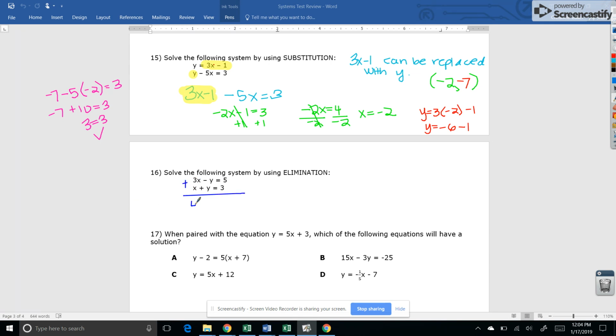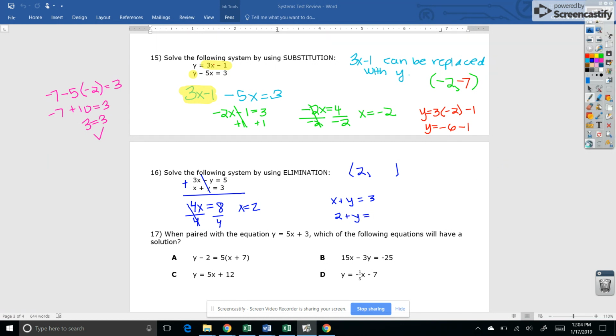3x plus x is 4x. Negative y plus y cancels out, and 5 plus 3 is 8. Dividing both sides by 4 gives me that x is equal to 2. Now again, I have the choice of plugging into either one. I would say that the bottom one is easier because it says x plus y equals 3. If x is 2, subtracting 2 from both sides gives me that y is equal to 1.